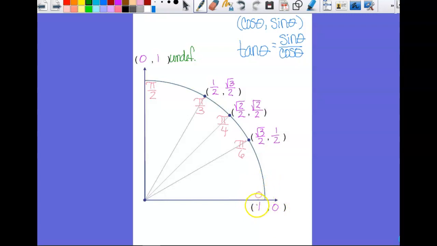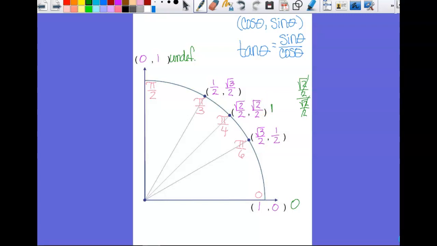If I go to 0 and I do tangent, that's y over x. I put 0 over 1. What's that? 0. All right, so then if I do square root of 2 over 2 over the square root of 2 over 2, what does that become? 1. They're the exact same thing, right? So they just cancel out and we get 1. So the tangent of pi fourths is super easy.